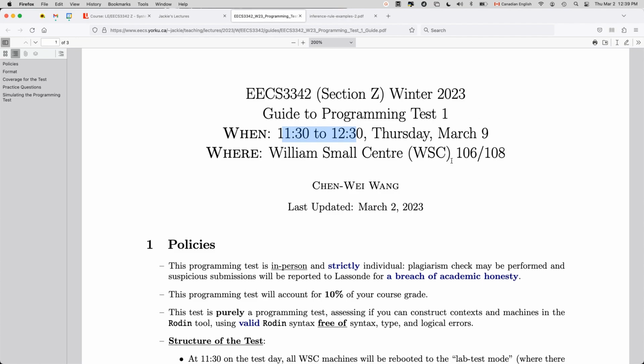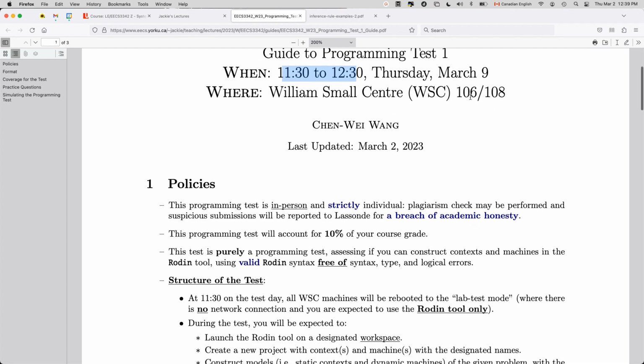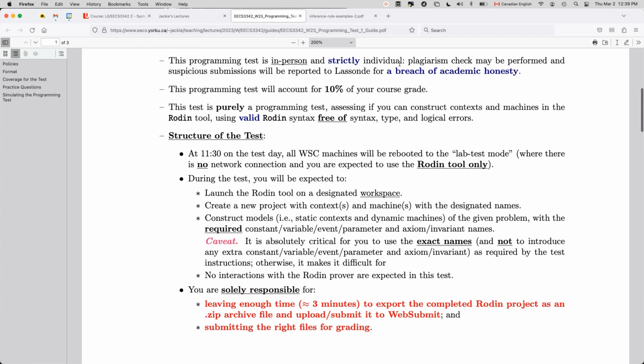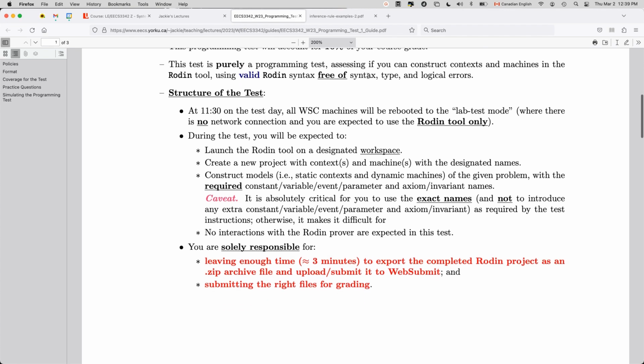It's going to be the same place, Williams Small Center, 106, 108. There will be certain seats in 106 that will be reserved, but I'll let you know, so you don't need to worry too much. Right, strictly individual and in person, that's obvious, 10%. Okay, so this is really important.